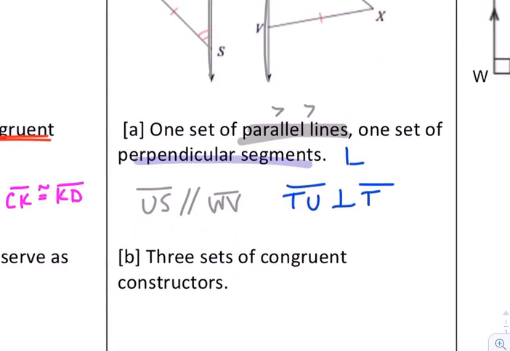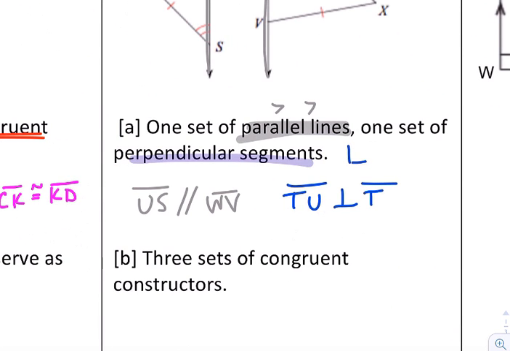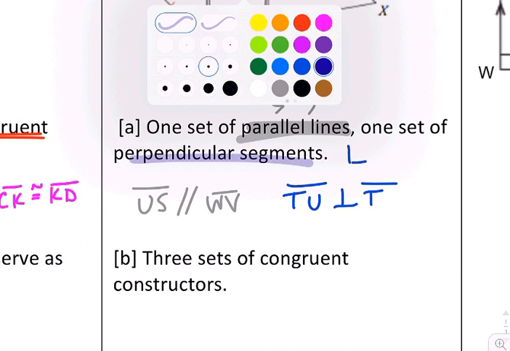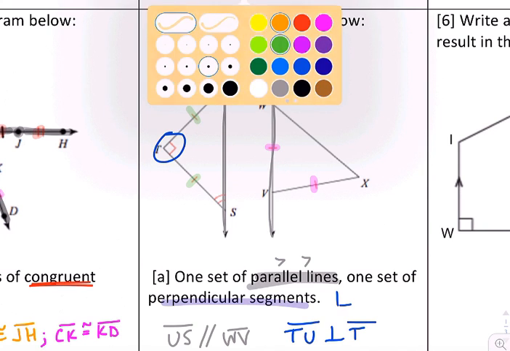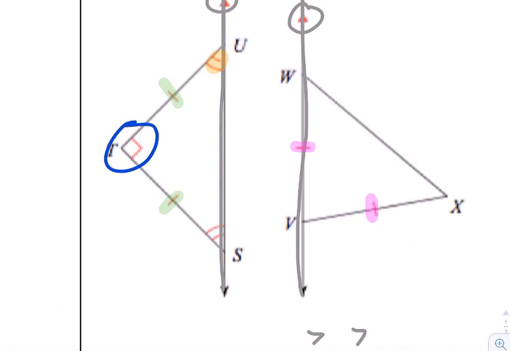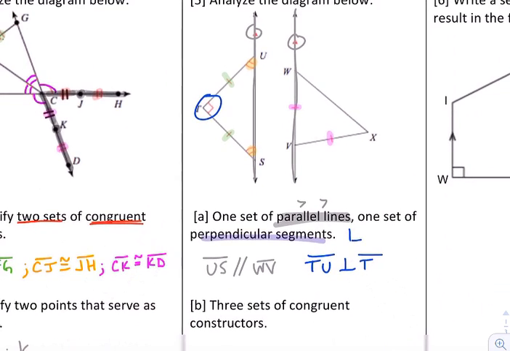Okay. We need 3 sets of congruent constructors. Congruent means they are going to be marked to be the same length. We do have some congruencies here. It looks like we have 1 congruency set there. We have another congruency set on this side. And since they did ask for constructors, we're allowed to use angles. In this case, we're going to have to. So we have a congruency there as well.